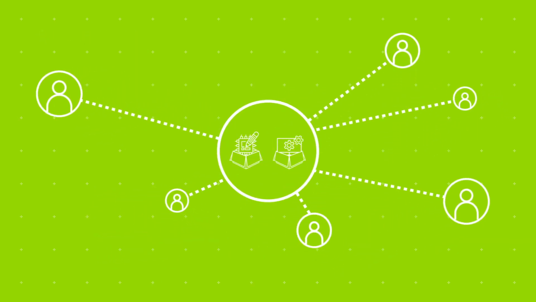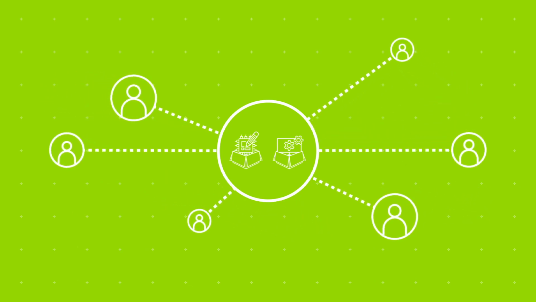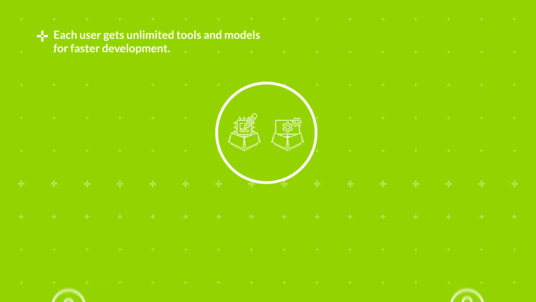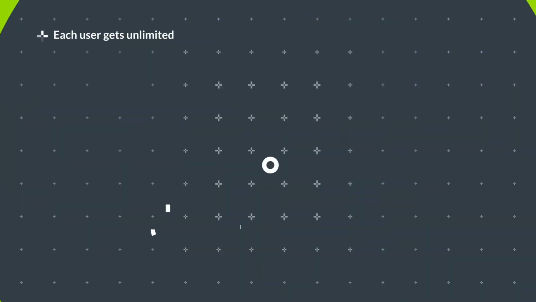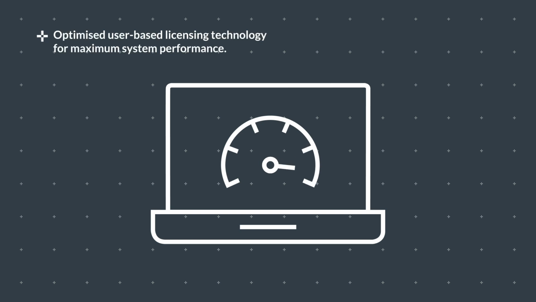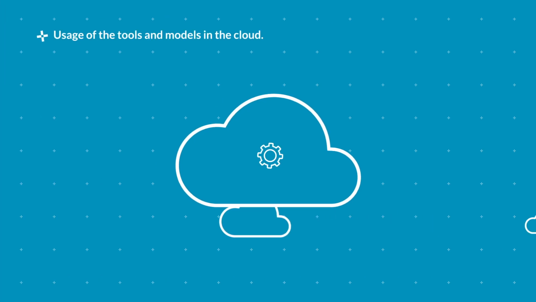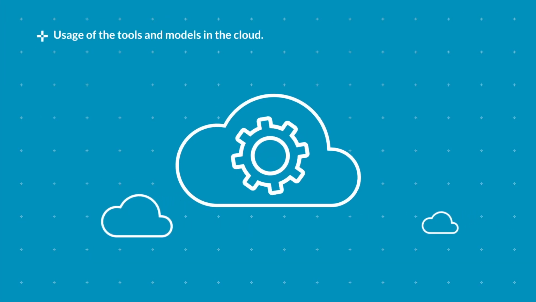Arm Success Kits have also been developed to be flexible with modern software development environments in mind, which means each user gets unlimited tools and models for faster development. The user-based licensing technology has been optimized for maximum system performance in continuous integration and regression testing environments. Tools and models can be used on-site or in the cloud to accelerate development.